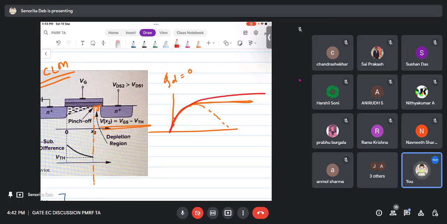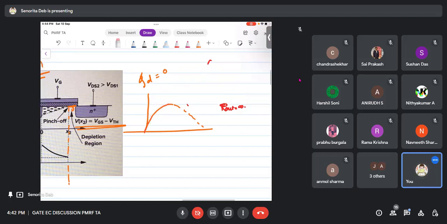As R out decreases, it will become like this. And if R out increases, it will come like this. So basically, the ideal case is R out equal to infinity. We will see this in DC characteristics more. I hope this is clear: what is pinched off, and how channel length modulation works here.